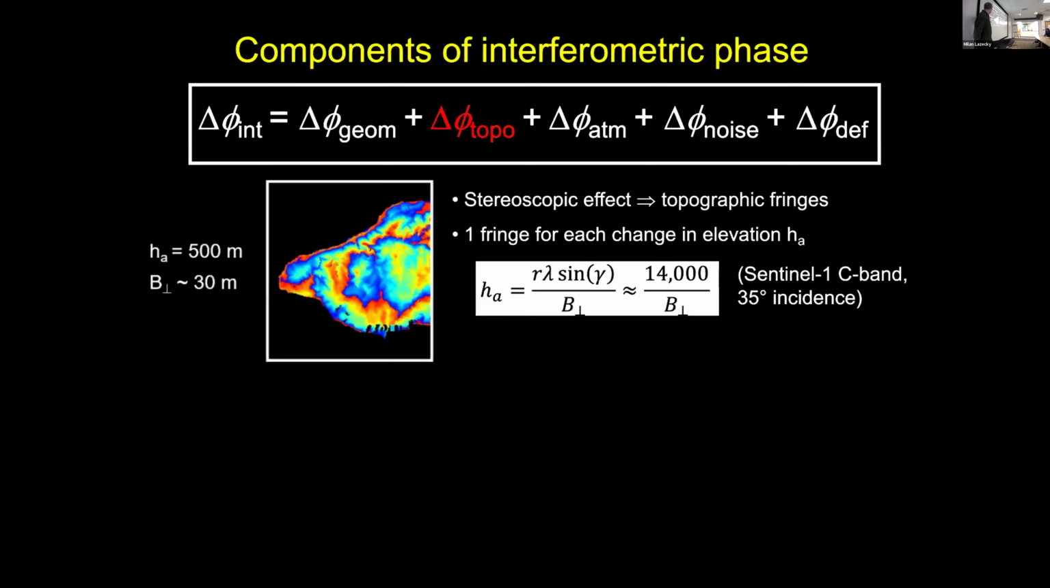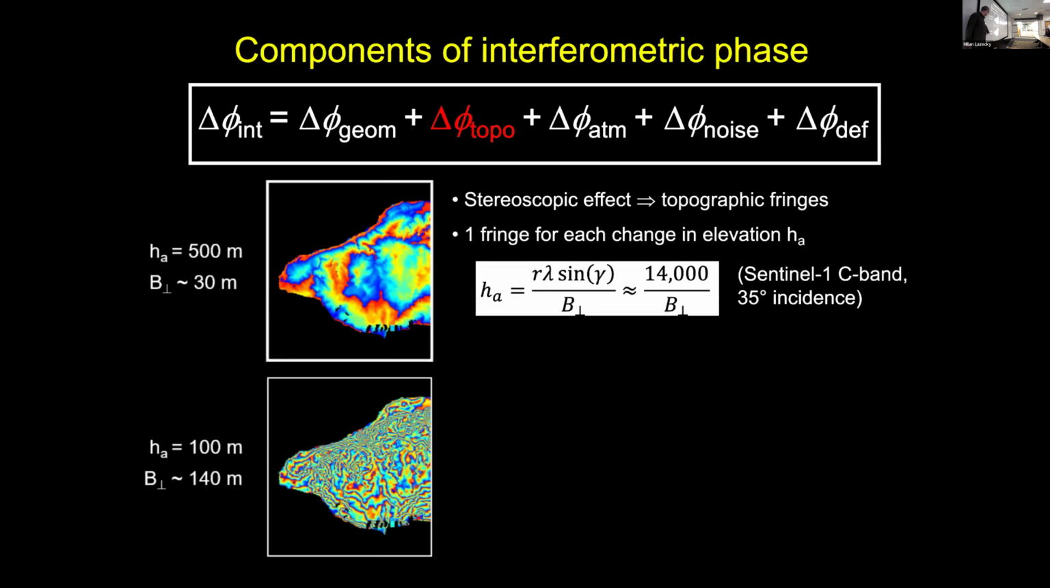Just to get a feel for it, this is using some numbers from Sentinel-1. This is a piece of topography that's about 1 kilometer high. If the satellites are 30 meters apart, the altitude of ambiguity is 500 meters. So if we count through the fringes, blue, yellow, red, we've got about 2 interference fringes there. If the satellites are 140 meters apart, the altitude of ambiguity is 100 meters, and so we've got a lot more interference fringes. I'm not going to try and count them, but there's more like 10 interference fringes there.